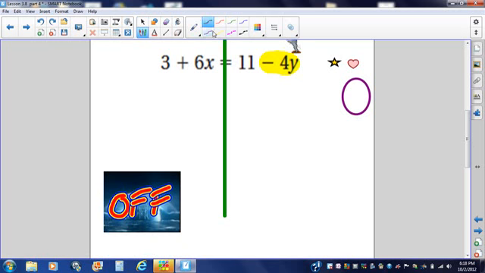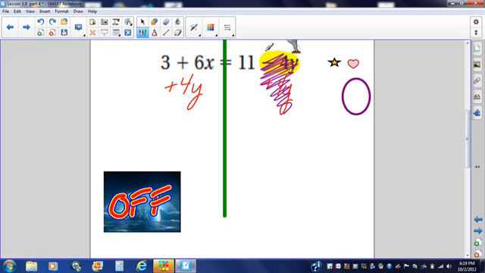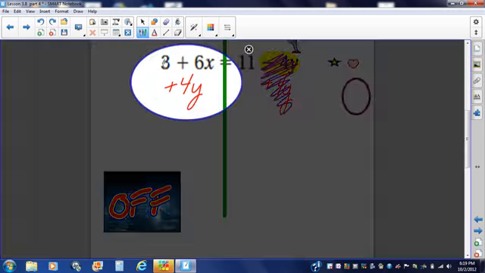Da Bears. I'm going to add 4y to both sides. These will cancel. Bada bing, bada boom. They're gone. Notice over on this side, magic pen. I have a 3, I have a 6x, and I have a 4y. I cannot combine any of these. They are not like terms. No variables, variable of x, variable of y. They are not the same.